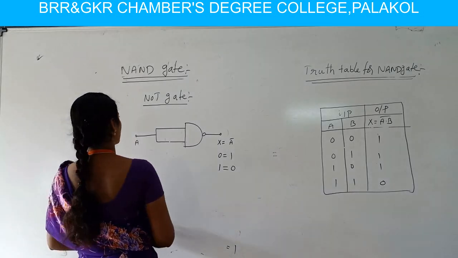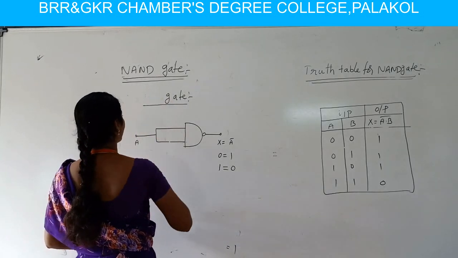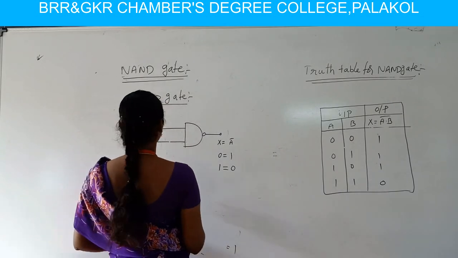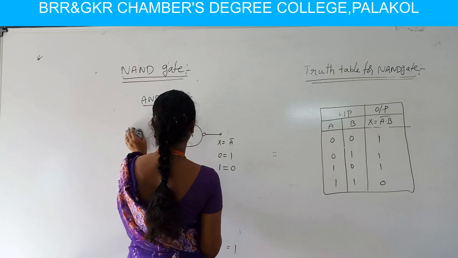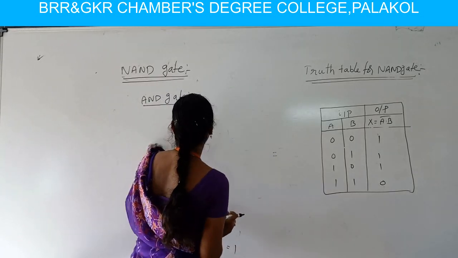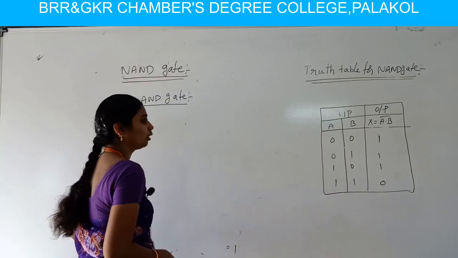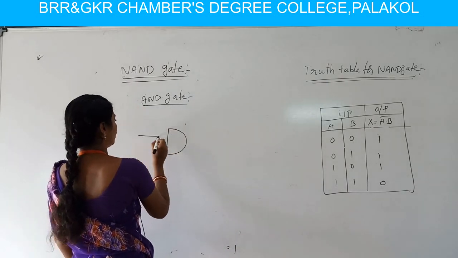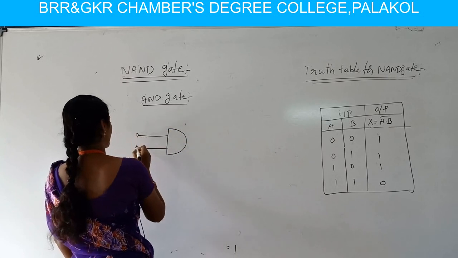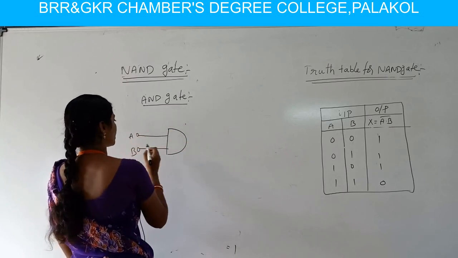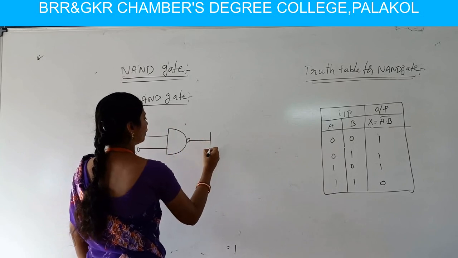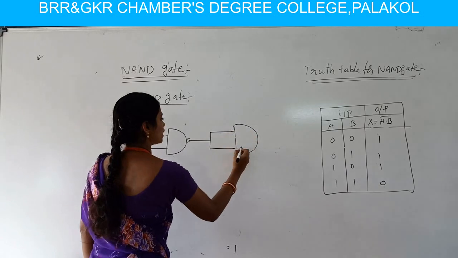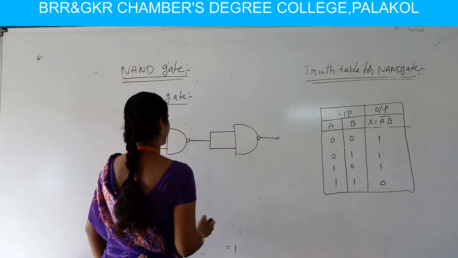So the next gate is nothing but the AND gate. From this NAND gate, we want to construct the AND gate. For constructing the AND gate, we use two NAND gates. Here we consider two NAND gates connected in series. Inputs A and B are given to the first NAND gate, and these two NAND gates are connected in series.